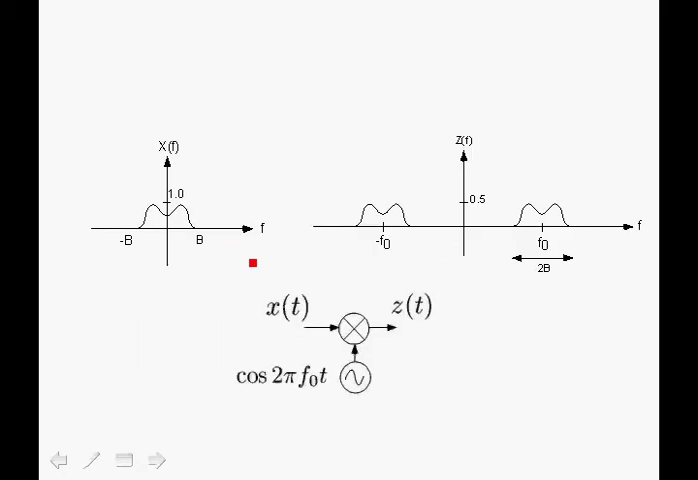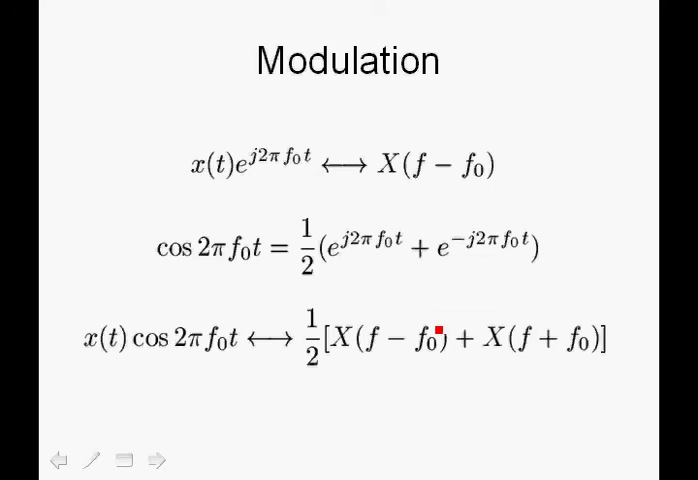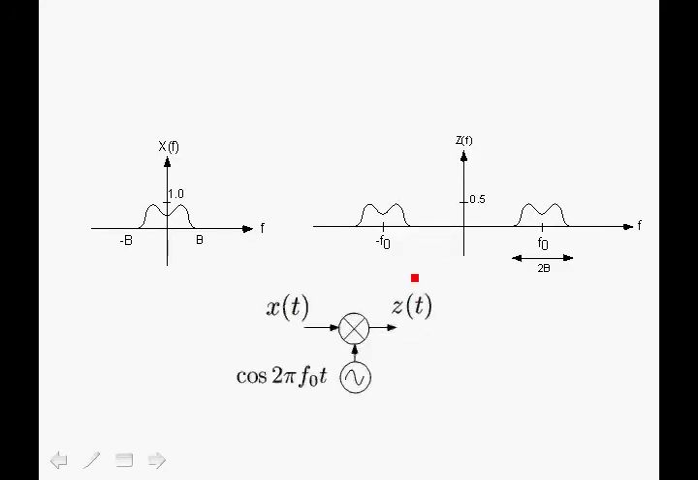Here's an illustration of the modulation. X(f) is shown here in baseband, has a bandwidth of B hertz. We modulate it with an oscillator designated by cosine 2πf0t, and we get the output signal, the modulated signal z(t). If we take the Fourier transform of z(t), based on the expression over here, we obtain the spectrum X(f) shifted by plus f0 and minus f0, and of course with a scaling factor of 1/2.